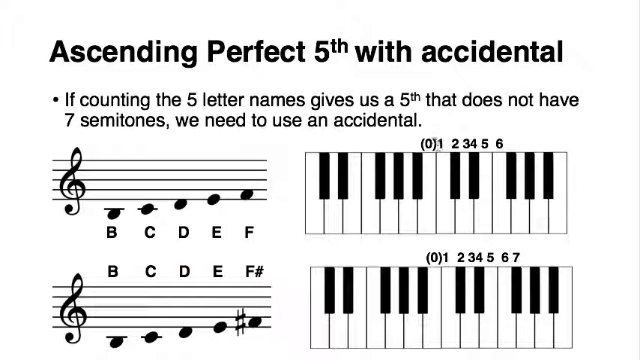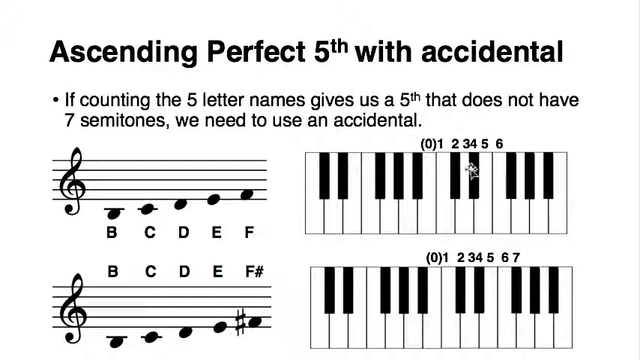Once we count the semitones, B to C 1, C to C sharp 2, C sharp to D 3, D to D sharp 4, D sharp to E 5, E to F 6, right? There's no black key here, so it's 6. So therefore, between B and F, we do have a fifth because there are 5 letter names involved, but we do not have 7 semitones. We have 6 semitones. So that's a problem.